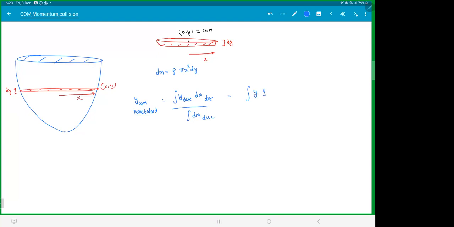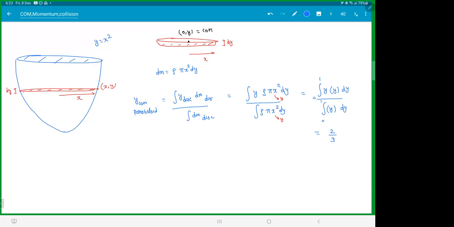This will be y rho pi x square dy, divided by rho pi x square dy. And don't forget, it is given y is equal to x square. So just replace x square with y. So this will be y dy by y dy. I just replaced x square with y. Rho pi will cancel. This will go from 0 to 1 and this will go from 0 to 1, and this will come 2 by 3.